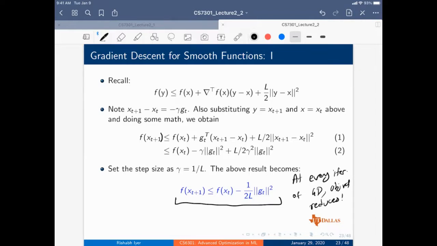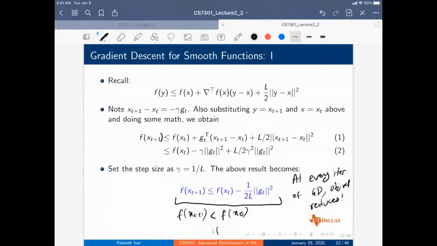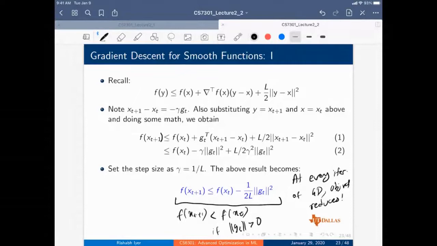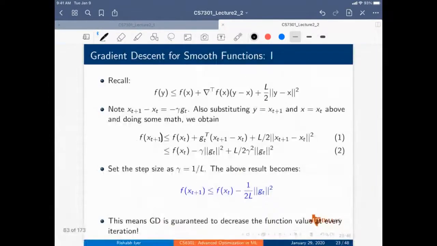So what this entails is that, thanks to smoothness, we can show this result that f of xt plus 1 is less than equal to f of xt minus something that is greater than equal to 0. So f of xt plus 1 is guaranteed to be less than equal to f of xt. And if the norm of gt is strictly greater than 0, then you are guaranteed to reduce the objective value. Right, so this is good. So we have reducing of objective value, and this is what this is saying over here.